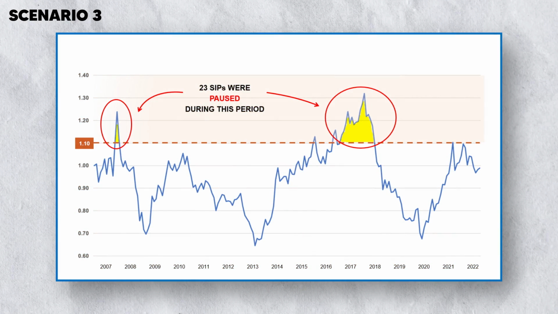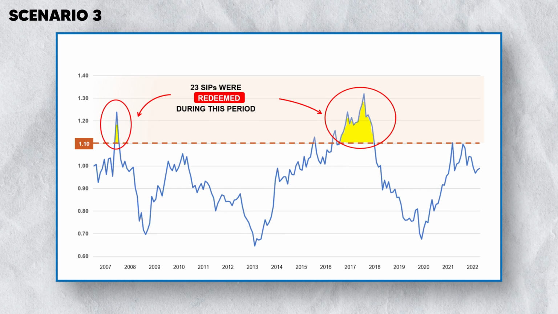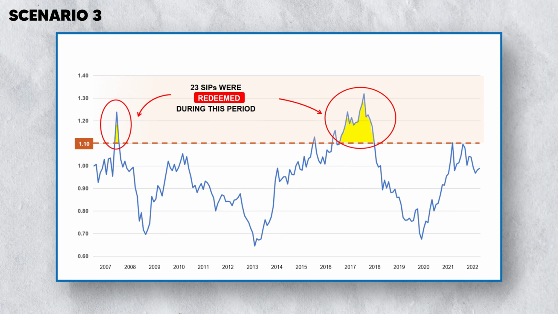I know what you're thinking. You're saying an extra 0.3% returns is not really good enough, and I kind of agree with you. So let's see what more can we do. Something simple that can be done is to not just pause SIPs, but we can also choose to redeem or sell them when small caps are expensive.